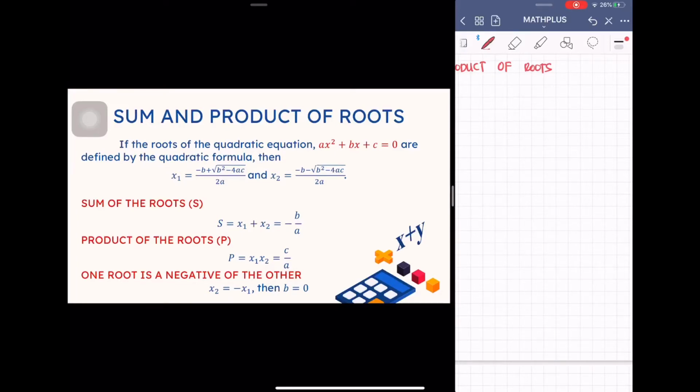In this video, we're going to discuss what formulas we can use to get the sum of the roots and the product of the roots of a quadratic equation without actually solving for the roots.